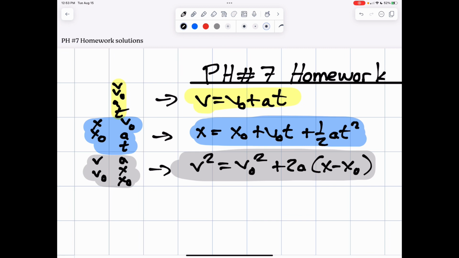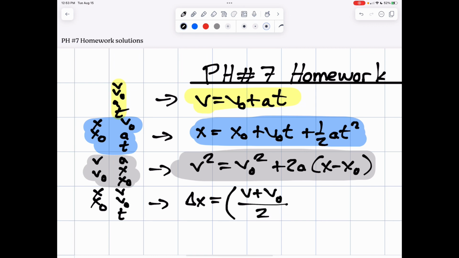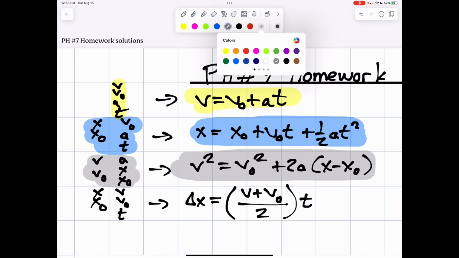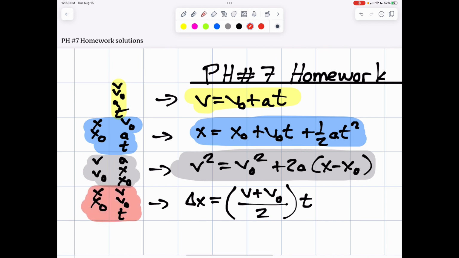Now finally, if I see x naught, v naught, and t, and I don't see a, well, then I'm going to use the equation delta x equals v plus v naught over 2 times t. So if I'm given this list right here, I'm going to use this equation right here.